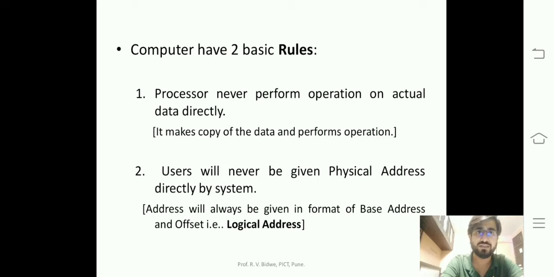The first rule is that your computer or processor never performs operations on the actual data directly. For example, let's assume I have a word file, and in that word file I have stored very important information of mine, maybe passwords of my bank account, or of my email account and other accounts. That file is very important to me, that data is very important to me.